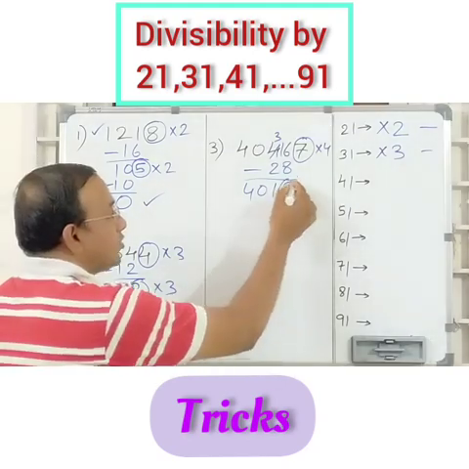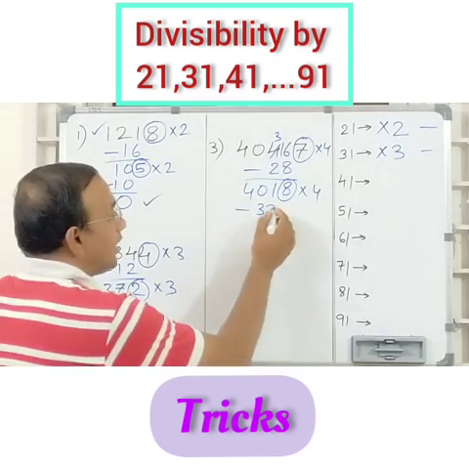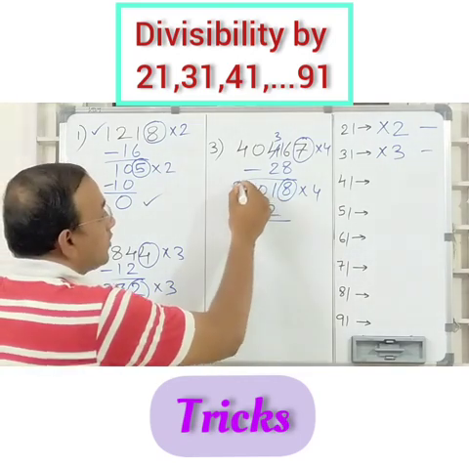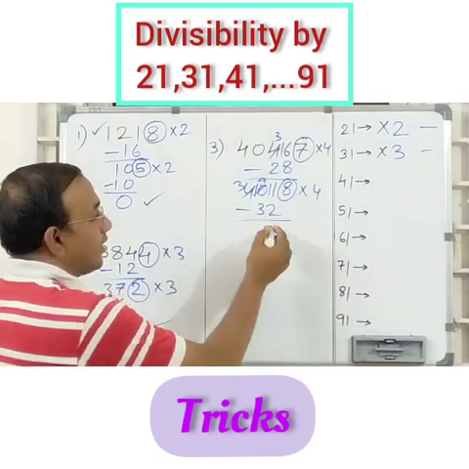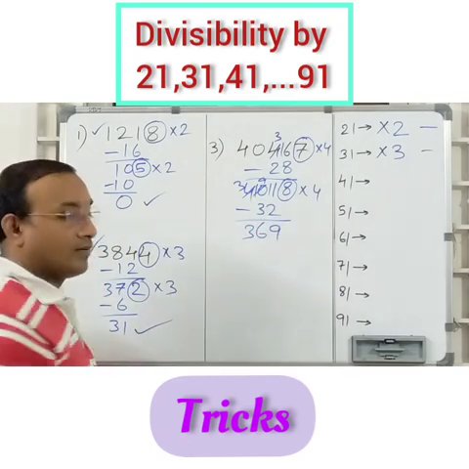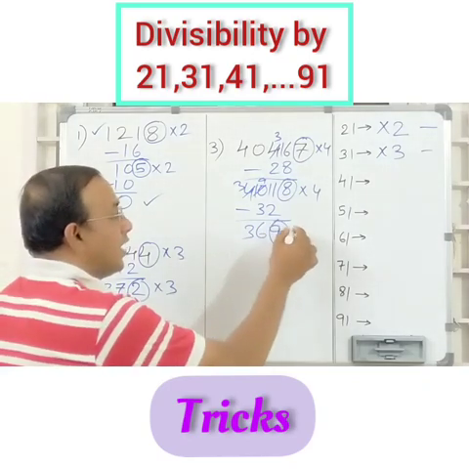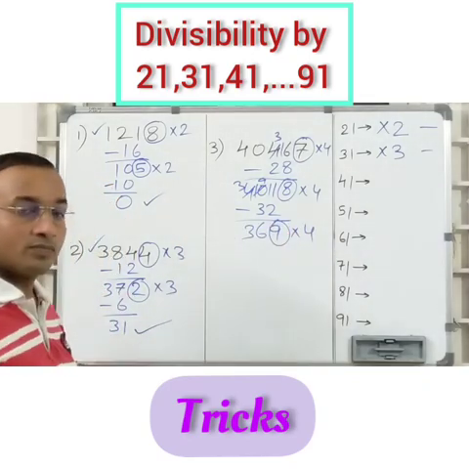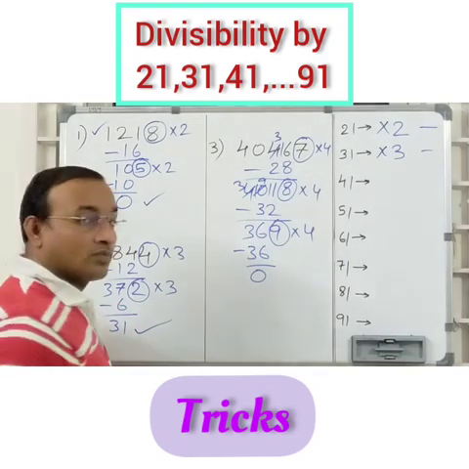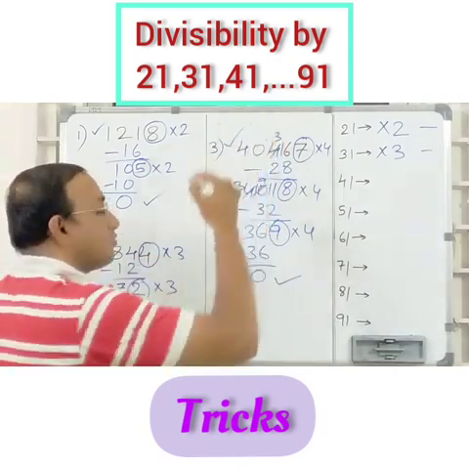So take the last digit, multiply with 4. What do you get? 32. That is subtracted from the remaining 3 digits. So borrow from here. And this is 10, this is 9, this is 11. 11 minus 2 is 9. 9 minus 3 is 6 and this is 369. As the number is still big, let us repeat the process. Last digit into 4. What do you get? 9 4s are 36. Subtract from the remaining 2 digits. 0. Is 0 divisible by 41? Yes. Therefore, the given number is divisible by 41.